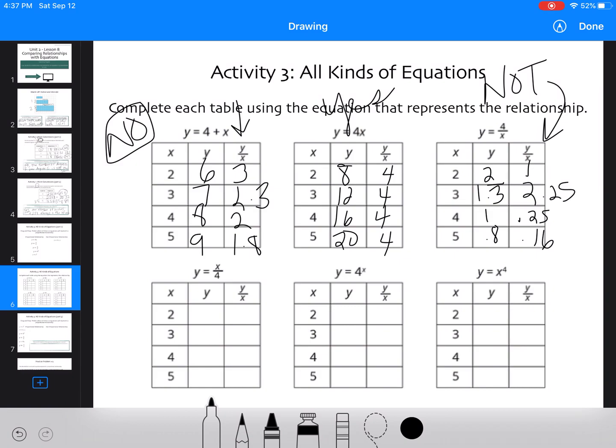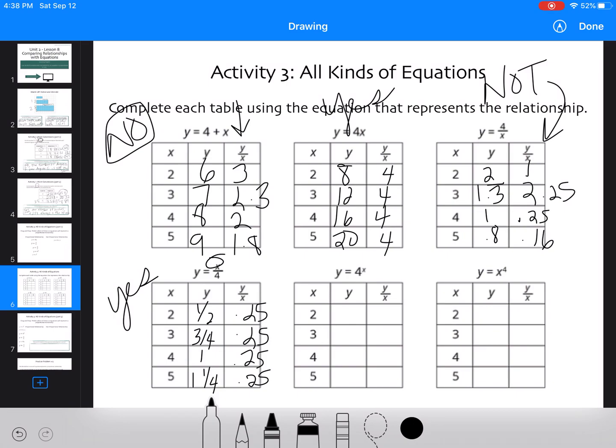So 2 divided by 4 is going to be 1/2. 3 divided by 4 is going to be 3/4. 4 divided by 4 is going to be 1 whole. 5 divided by 4 is going to be 1 1/4. So now I have to test it to see if it works. So 0.5 divided by 2. 0.75 divided by 3. So when x is on top, it works out. So that's interesting to know.